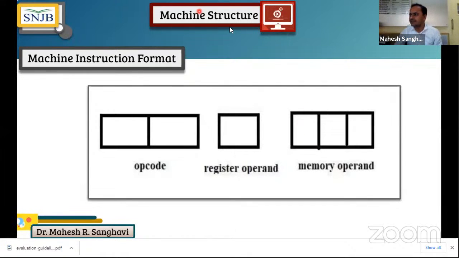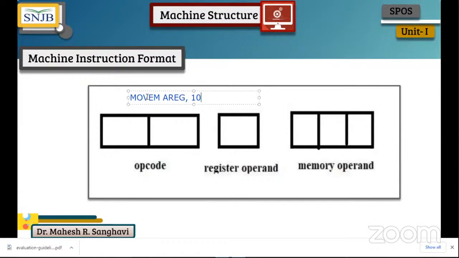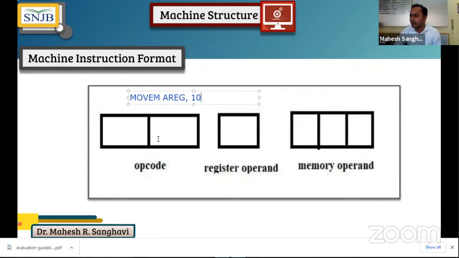For example, suppose I take an example so that you can understand. Suppose I'm talking about an instruction like MOV M, A, where I'm talking about the A register, and here I'm giving some particular address. So here MOV will be the opcode, the A register will be stored as the register operand, and this will be the memory operand. So we need to understand this by using this particular logic. I hope this is again very clear to you.